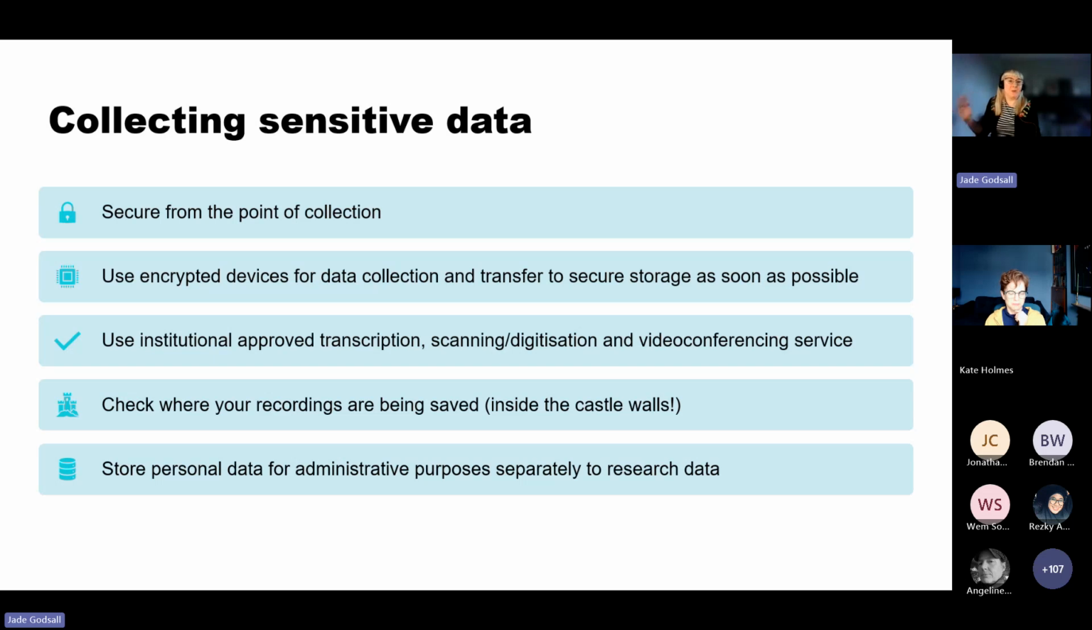That kind of mantra of inside the castle walls. So I know with Teams, they're usually saved into the local drive of whoever the host is of the Teams meeting. But things like Zoom, so when Bristol used to have Zoom, it was saved onto the Zoom's cloud server. So we'd always tell people to make sure they transfer those as soon as they finished at the end of the meeting. And also then just storing personal data for administrative purposes separately to your research data.